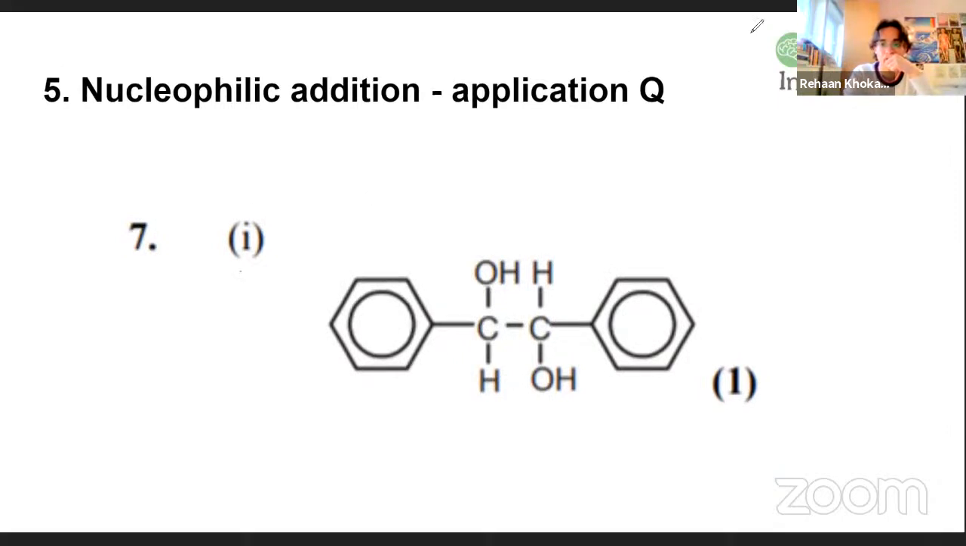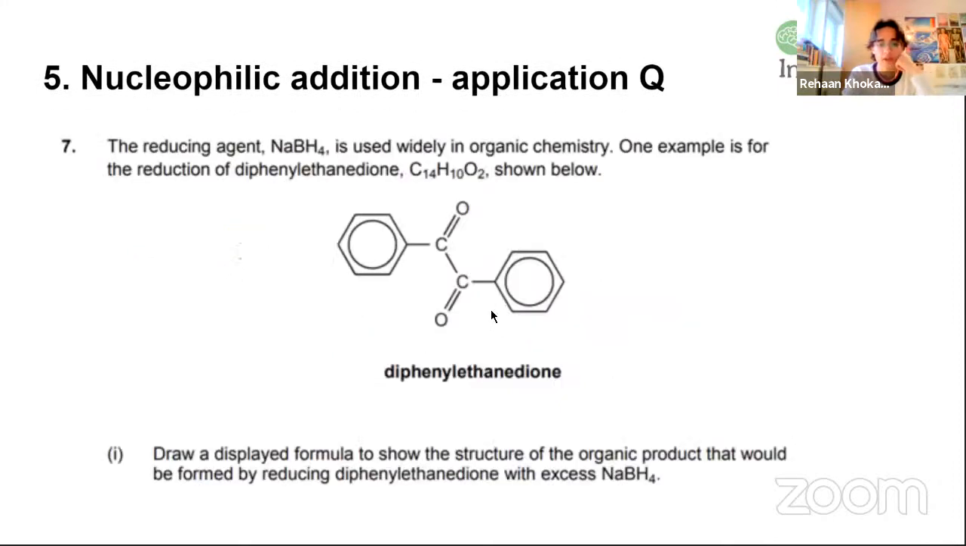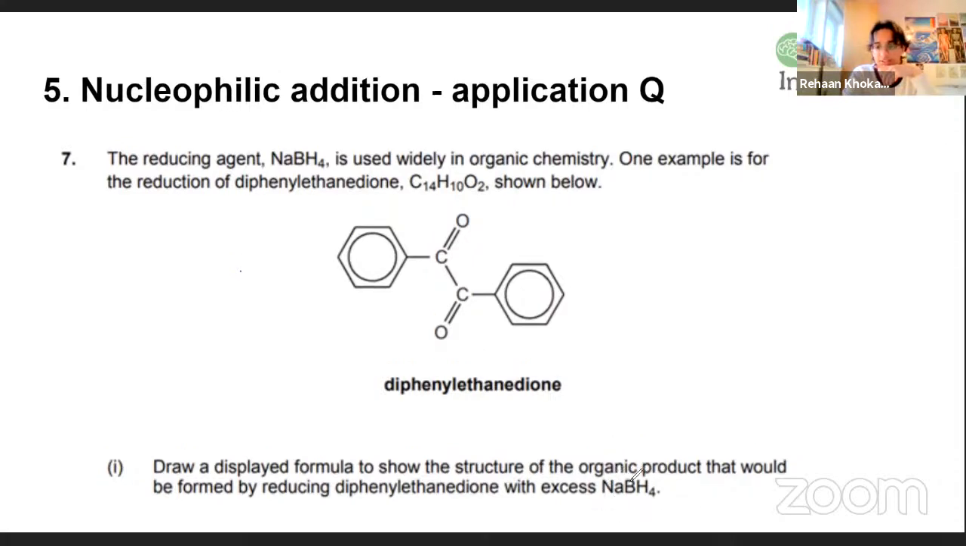I think I'll talk through how we actually get to this point first, rather than moving on. So we've got this structure here, diphenyl ethanedione, which looks a bit horrific. And the question is asking you to draw a displayed formula to show the structure of the organic product that will be formed by reducing this with excess NaBH4, which is sodium tetrahydroborate. So you should be able to recall from your lessons that sodium tetrahydroborate is used in reduction reactions involving aldehydes and ketones.